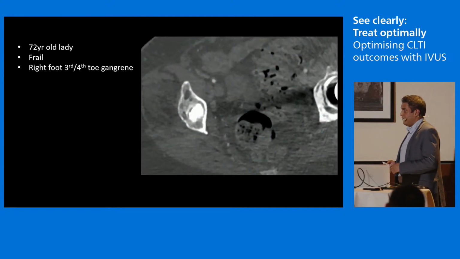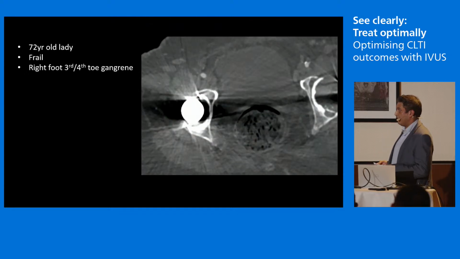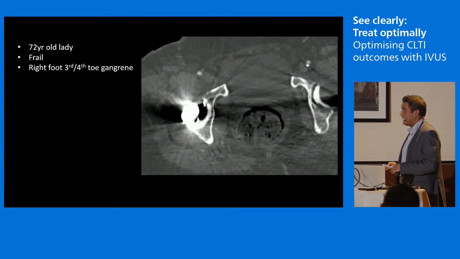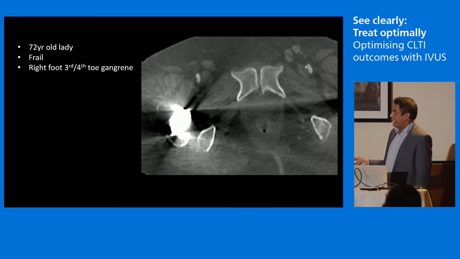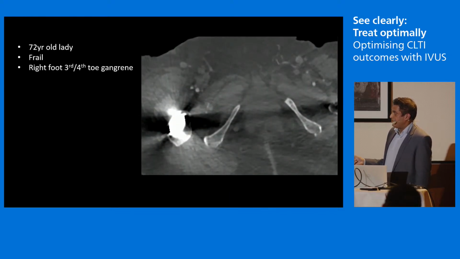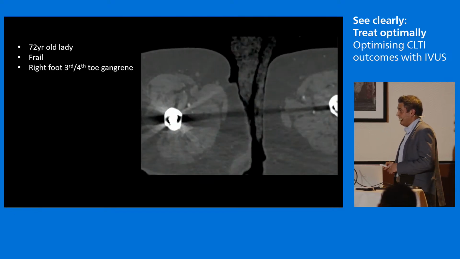She's a frail lady. She's got, again, CLTI of her right foot. She's got gangrene of her third and fourth toes. So I'll talk you through the CT scan. Her femoral artery is open, but then she's got an SFA occlusion here. Okay, so we'll see where the SFA comes back.